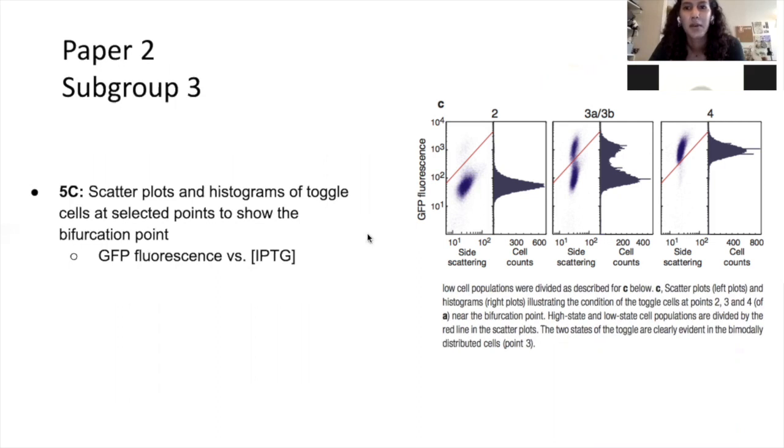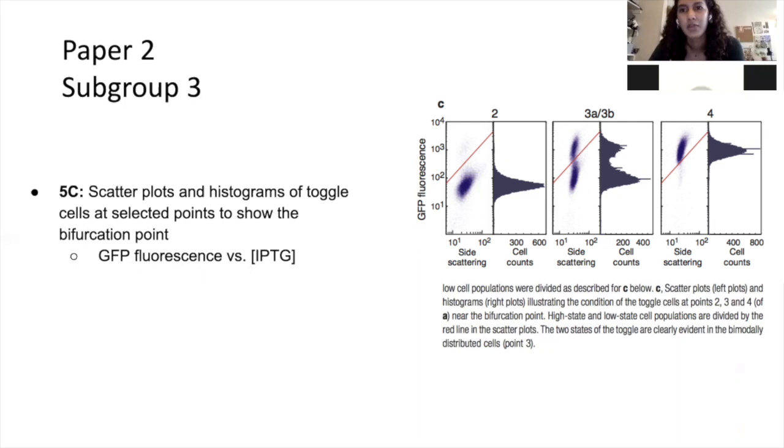And then for 5C, we're looking at scatter plots and histograms of the toggle cells at selected points about the bifurcation point. In the last figure, they had points 2, 3A, 3B, and 4 marked that were around that 40 micromolar concentration of IPTG. Those were selected to look further into, and we're looking at GFP fluorescence versus concentration of IPTG. Around point 2, which was still in the low expression state but near the bifurcation point, we're seeing a normal binomial distribution for GFP fluorescence.